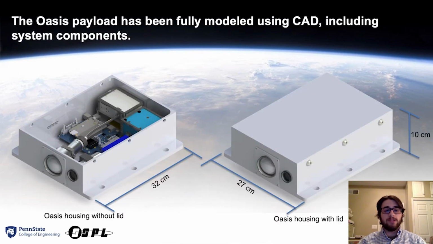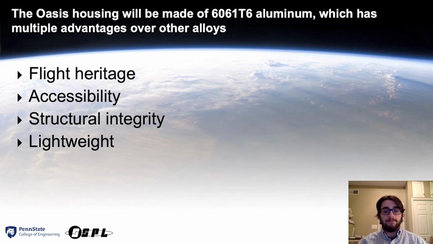The Oasis housing consists of a 32 cm by 21 cm by 10 cm box of 6061-T6 aluminum with half centimeter thick walls. There are 2 3 cm wide flanges on the side with 3 evenly spaced mounting holes to secure the housing to the host vehicle. Additionally, there are 3 evenly spaced screws on each side wall to secure the lid.